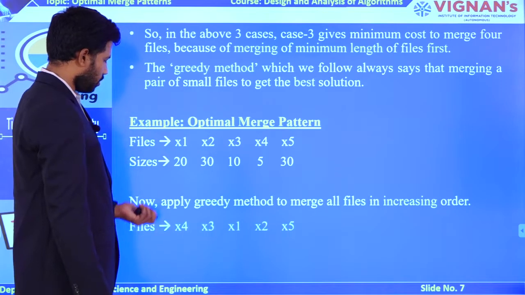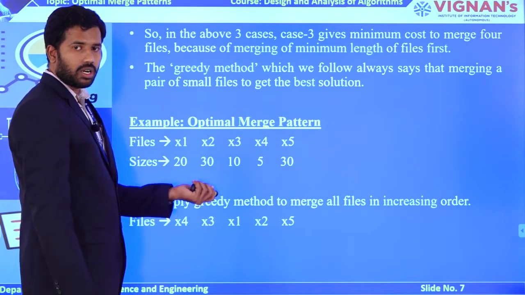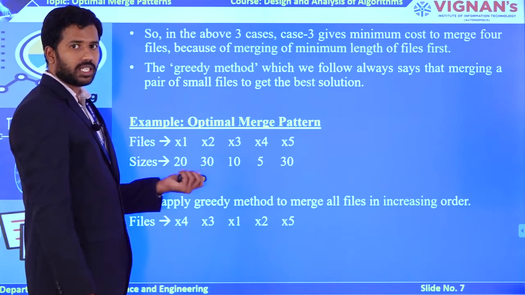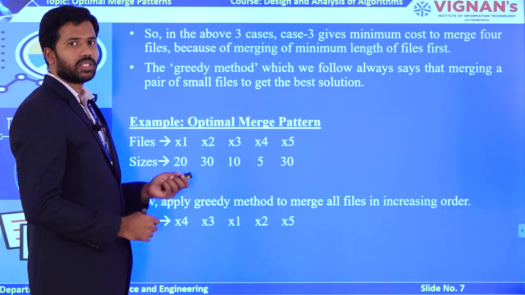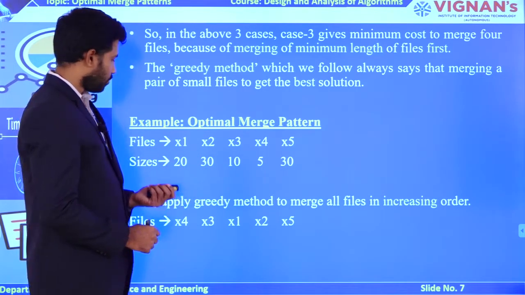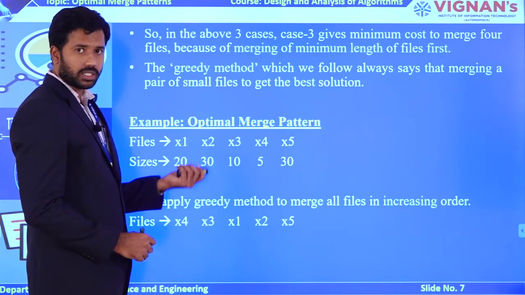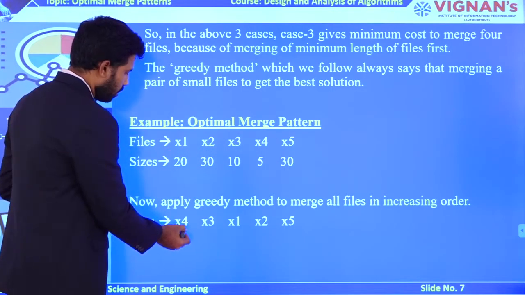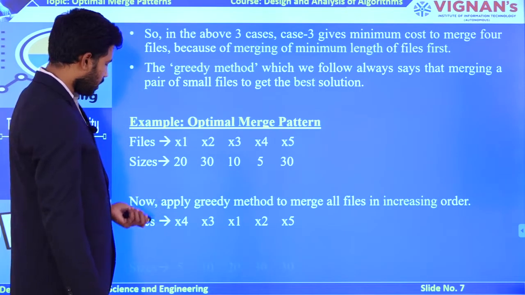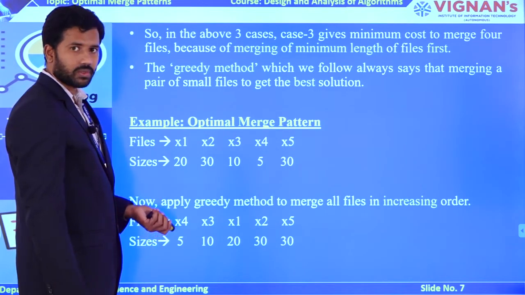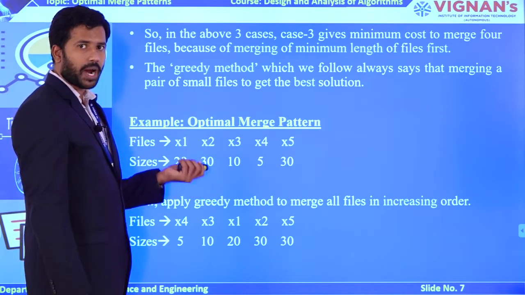So try to observe this. This is my order of arranging the files with the help of the sizes only. Okay. So initially my least file size is going to be X4, which is of size 5. So that's why X4 will come first. So the sizes will be like this. Okay, now try to apply these optimal merge patterns.